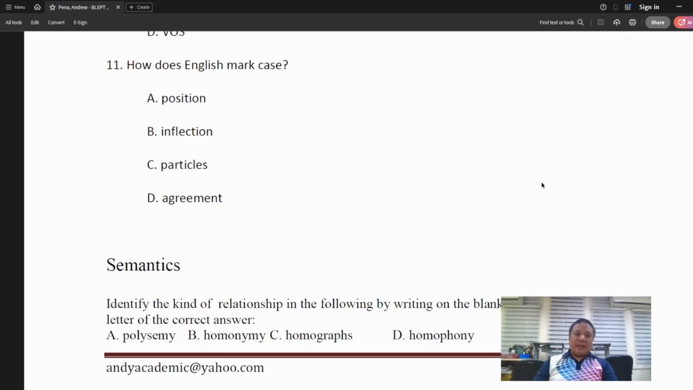11. How does English mark case? A. Position, B. Inflection, C. Particles, D. Agreement. The answer is position. The position shows us which is the subject, which is the object or indirect object.